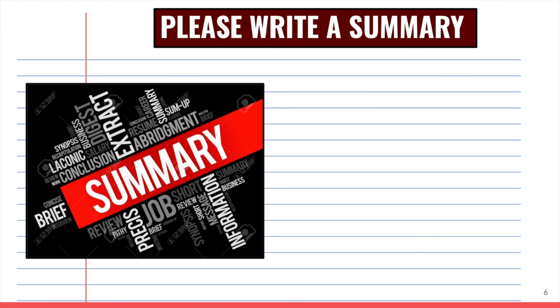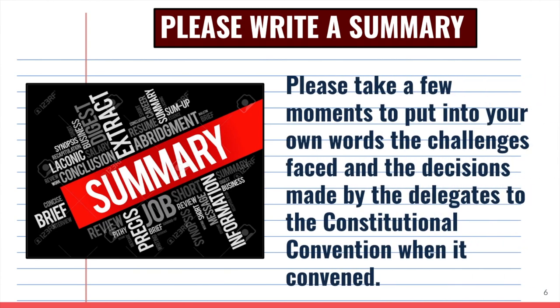With that, ladies and gentlemen, it is that time. Once again, it is time for you to take a few moments to put into your own words the challenges faced and the decisions made by the delegates to the Constitutional Convention when it convened in May of 1787 in Philadelphia at Independence Hall, the same place where the Continental Congresses met, the same place where the Declaration of Independence was written. What decisions were made and what did they struggle with? This is just your introductory lesson, but you can write a couple sentences summarizing what I've just shared with you. And chances are I'm probably going to have you share those with the class pretty soon. So have at it, kids.